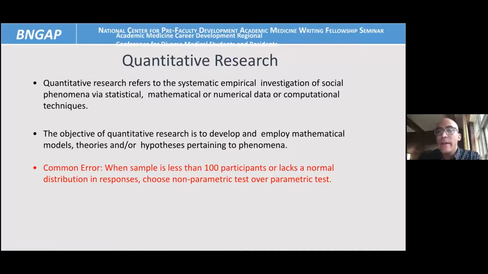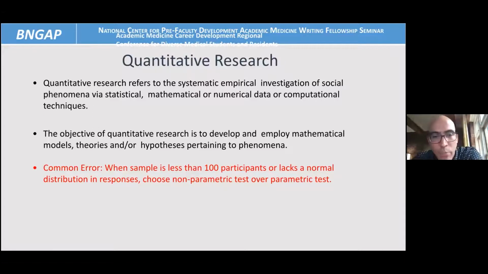All right, and then moving over to quantitative research, again, it's a systematic empirical investigation. We're using math and numerical data techniques. The objective is to develop and employ math models, theories, or hypotheses pertaining to a phenomena.